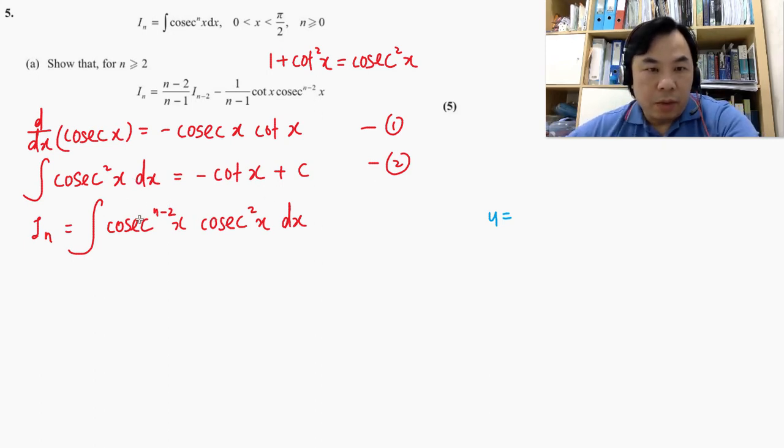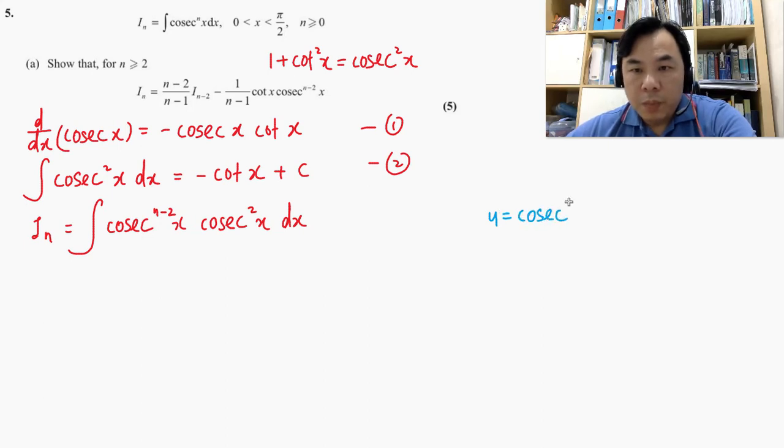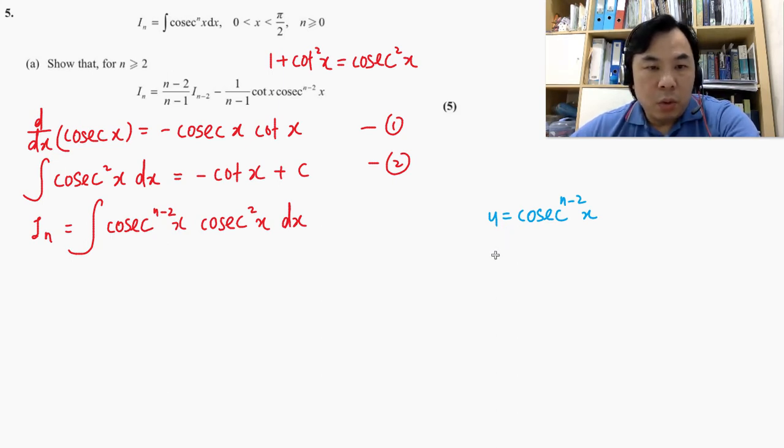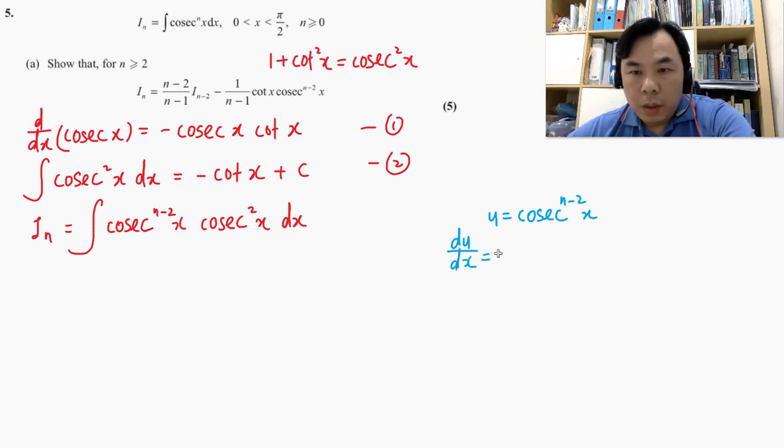So, therefore, in this case, maybe you would like to represent your u to be something that is more or easier to differentiate. In this case, I wouldn't say that it's too easy, but it's a more direct way of assigning your u. Okay, now from here, your du dx would be n minus 2. Okay, it would be n minus 2 cosecant n minus 3, of course, x.